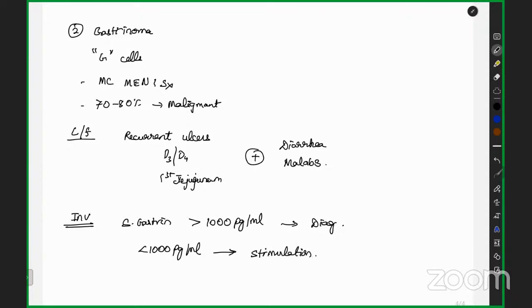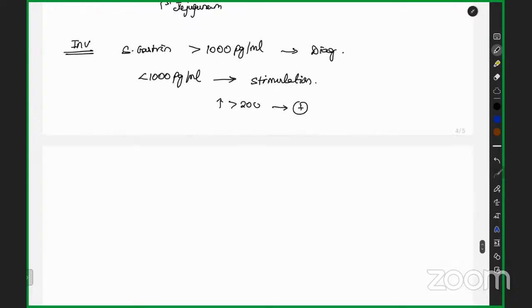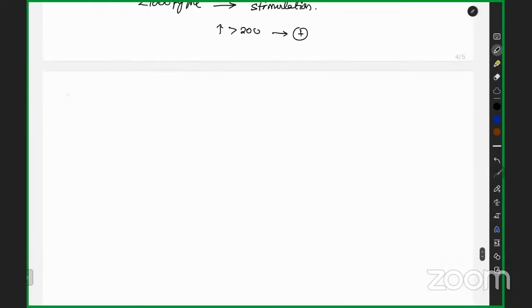So you're going to give pentagastrin. So pentagastrin stimulation test. If the value is raised by more than 200, then the test becomes positive. So this is going to be gastrinoma. So you have to understand what is the gastrinoma triangle. This is another important anatomical landmark which the examiners can ask you in Viva.